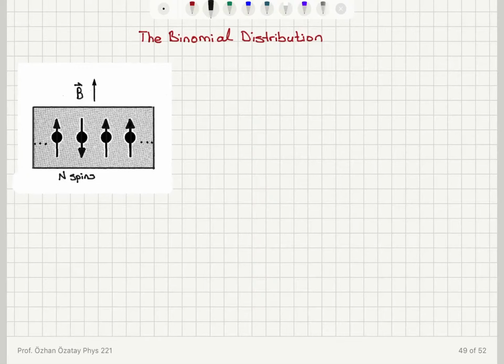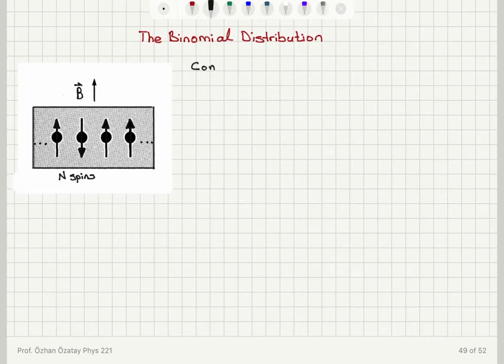Now we're going to talk about the binomial distribution. In order to demonstrate this distribution, let's consider a spin system in an external magnetic field B, as you can see in this figure.